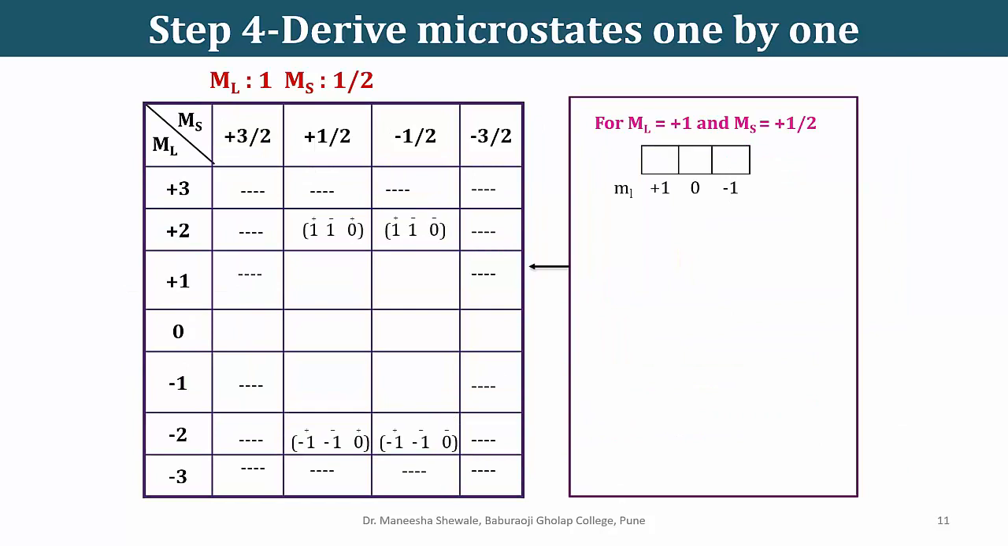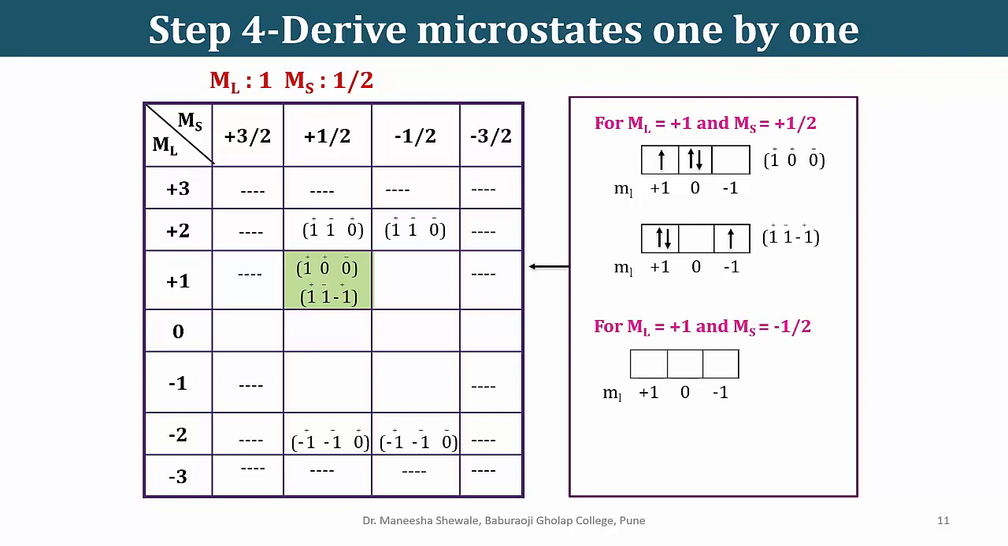For Ml plus 1 and Ms plus half, here there will be 2 electrons in the orbital with Ml 0 and here the 2 electrons have opposite spins. So this combination is allowed. So the microstate here is represented as 1, 0, 0 plus plus minus. The other combination is where we can have 1, 1, minus 1 plus minus plus.